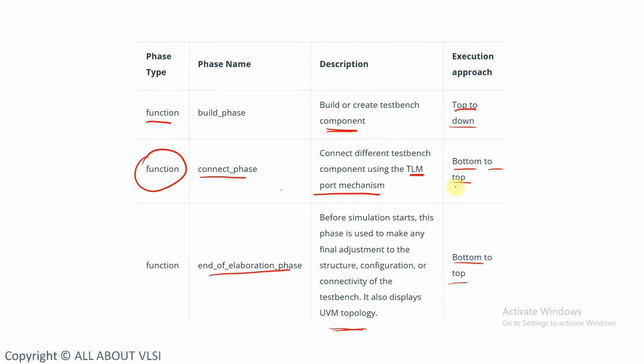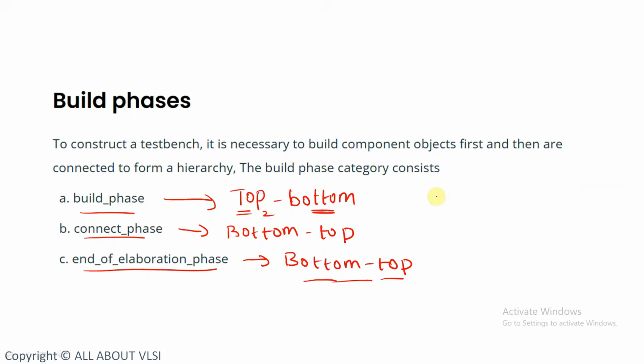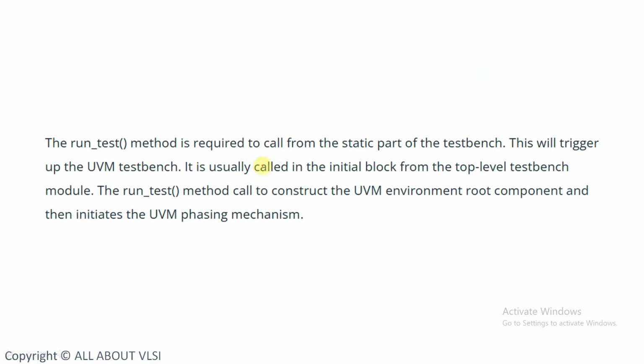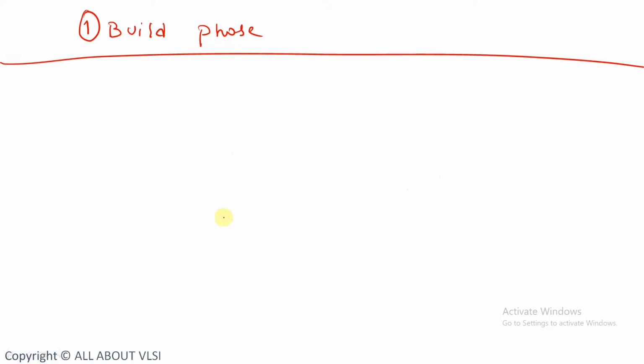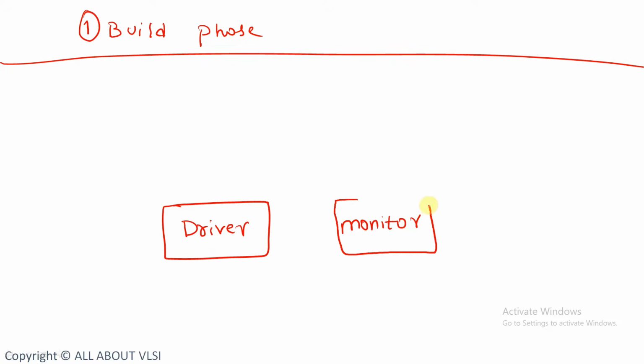So let us try to understand this with an example, how this is exactly working. So let me draw one example for this. Let's say we have a driver, and let's say we have a monitor. So these are our two components in our test bench. This is our driver and this is our monitor.